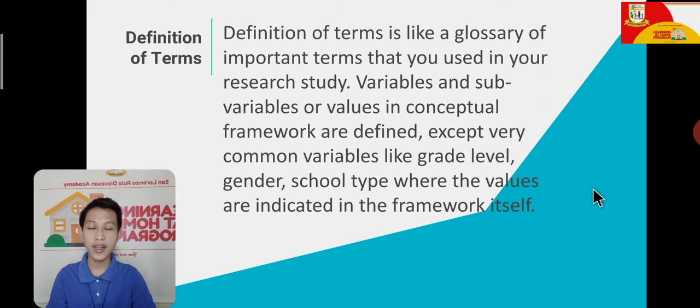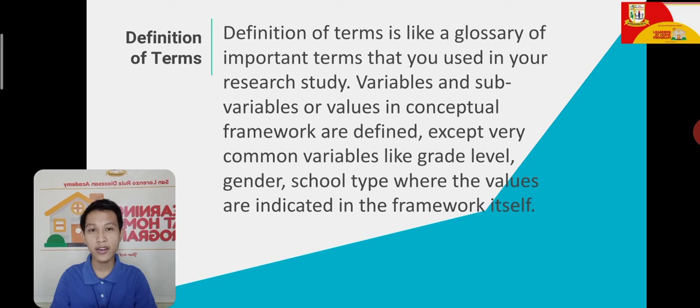Definition of terms is like a glossary of important terms that you used in your research study. Variables and sub-variables or values in conceptual framework are defined, except very common variables like grade level, gender, school type, where the values are indicated in the framework itself. So yung mga halagang terms, yung mga variables na ginamit na important, and yung mga unknown or yung mga words na kapag binasa ng reader ay hindi nila agad maintindihan, ay kailangan nating i-define sa ating research study.